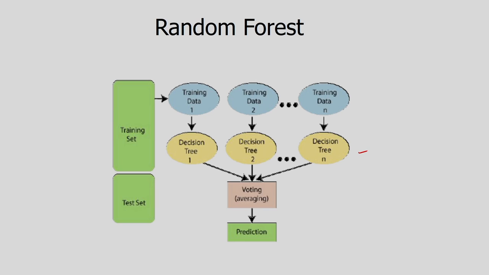So, we are considering a number of decision trees, and all these decision trees are trained with the help of training data set 1, training data set 2, training data set n respectively. After the training, I am considering the outputs of all decision trees, and we can combine these outputs by voting or averaging. Finally, I am getting the ensemble output, and that is the prediction. So, this is the fundamental concept of the random forest.